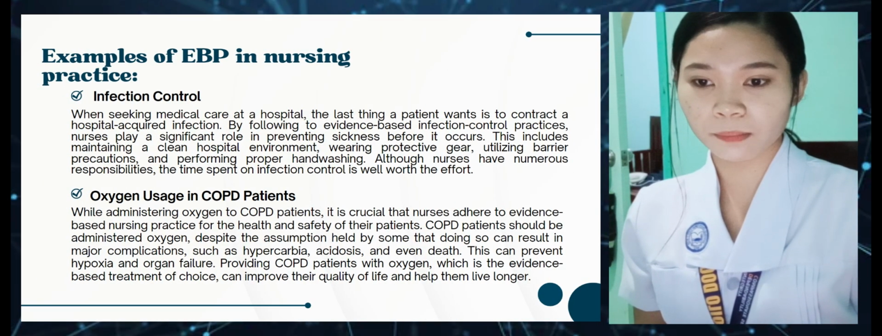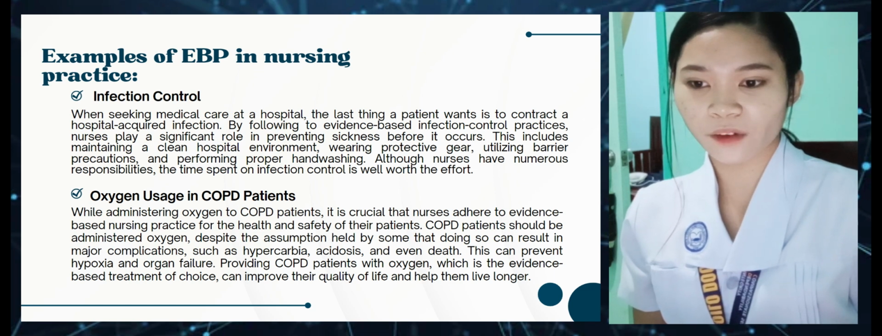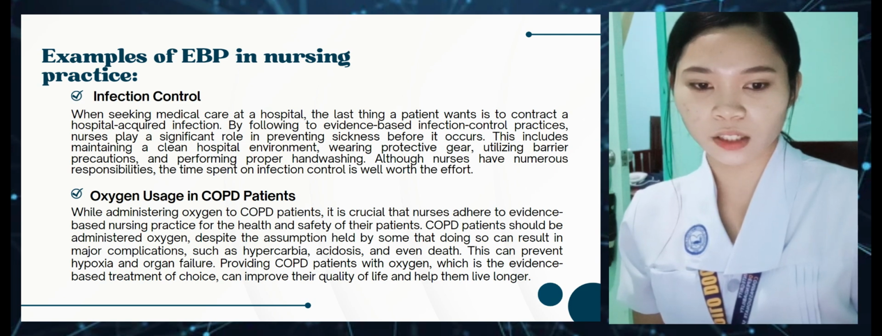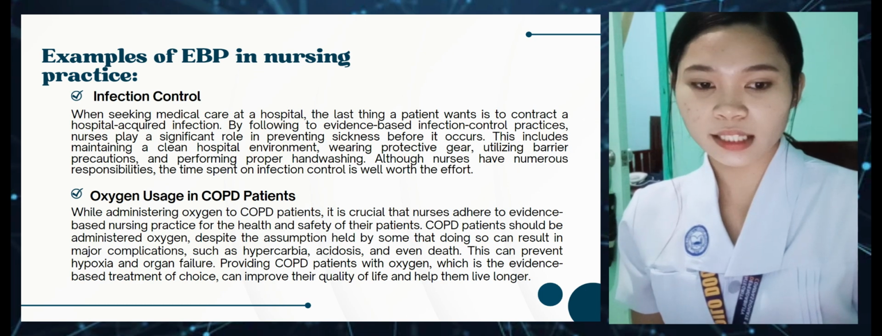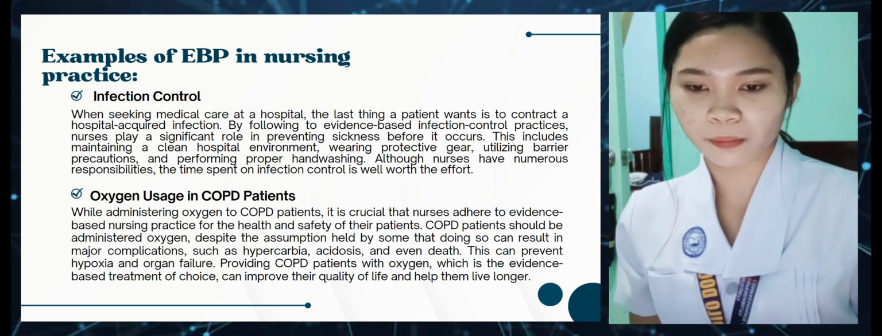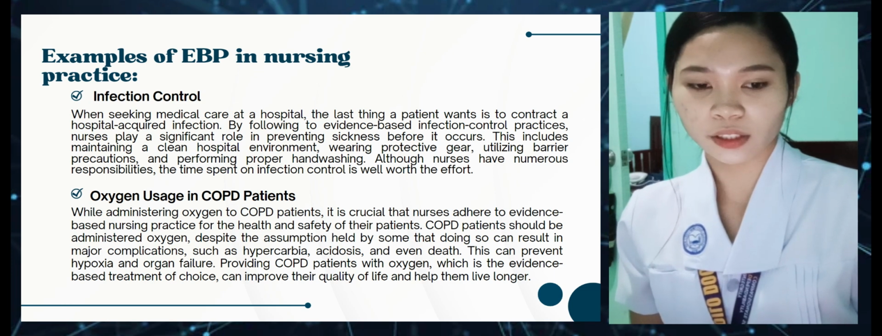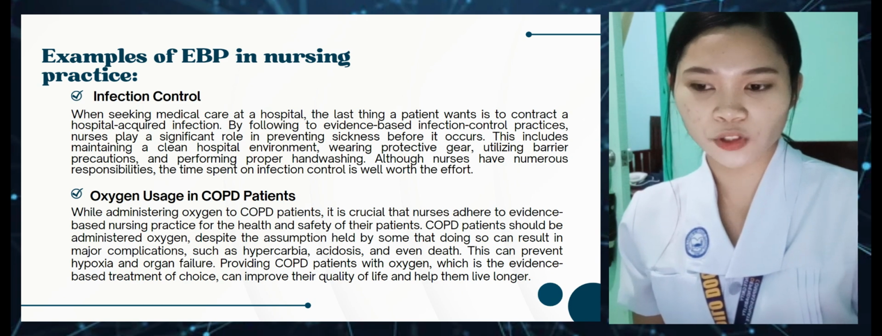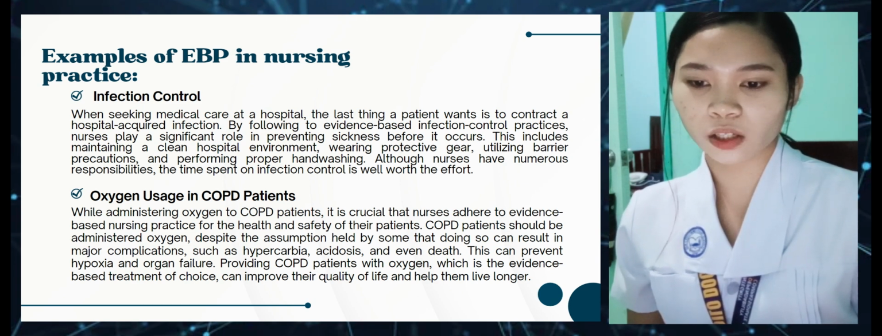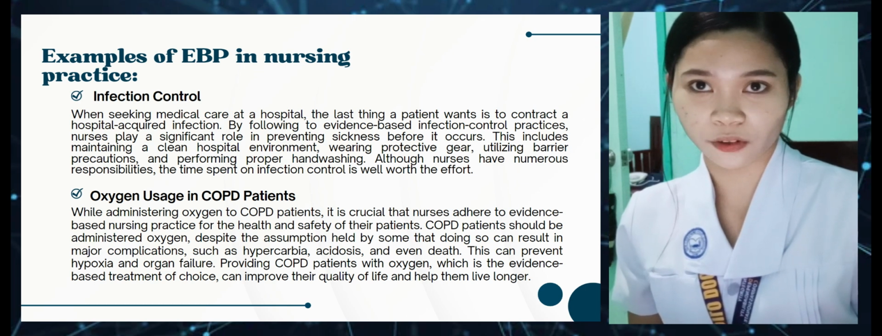Next, examples of EBP in nursing practice. First, infection control. When seeking medical care at a hospital, the last thing a patient wants is to contract a hospital-acquired infection. By following evidence-based infection control practices, nurses play a significant role in preventing sickness before it occurs. This includes maintaining a clean hospital environment, wearing protective gear, utilizing barrier precautions, and performing proper hand washing. Although nurses have numerous responsibilities, the time spent on infection control is well worth the effort.